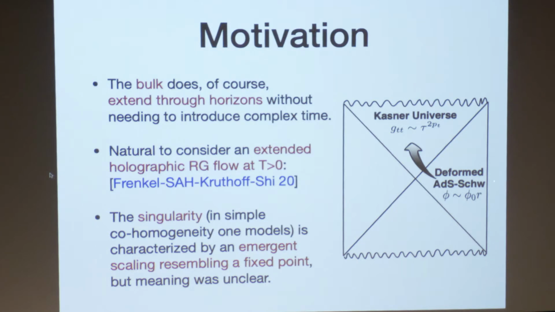Okay. Then the scalar field will have some profile that describes the renormalization group flow of some coupling due to the scalar field. But that flow just continues through the horizon. I mean, you just write down a deformation of the Schwarzschild, okay, and it doesn't stop.